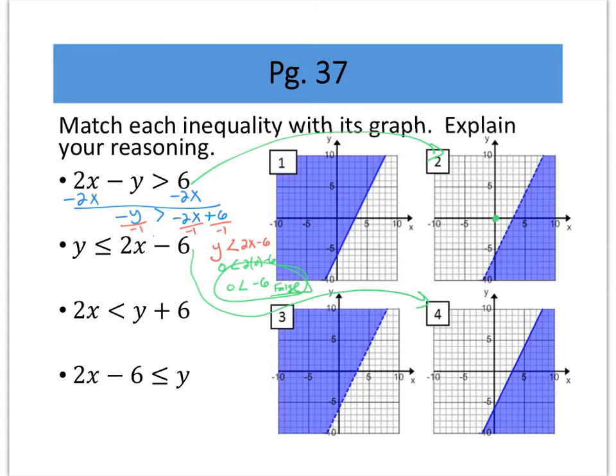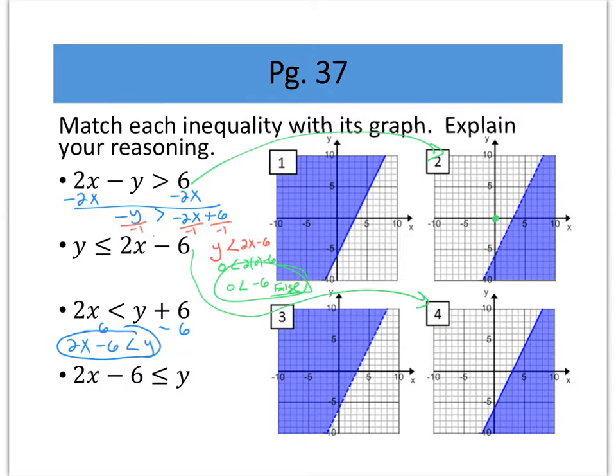Again, I'm looking at this third one now. It's not in y equals mx plus b form, but if I subtract 6 from both sides, it will be. So if I subtract 6, I get 2x minus 6 is less than y. I have a y-intercept of negative 6. All of these look like they have a y-intercept of negative 6 and a slope of 2. But the y values should be bigger because y is bigger than the line.